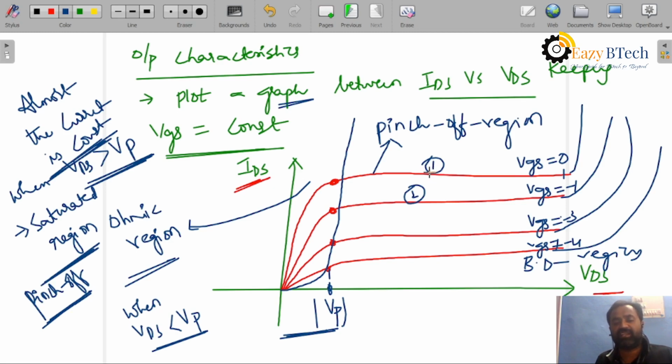When the output voltage VDS is greater than the pinch off voltage, the transistor is operated in the pinch off region, and then the FET is known as a constant current source. And when VDS keeps on increasing, breakdown can occur. A huge current can flow through the transistor. Breakdown can occur in FET when VDS is maximum.